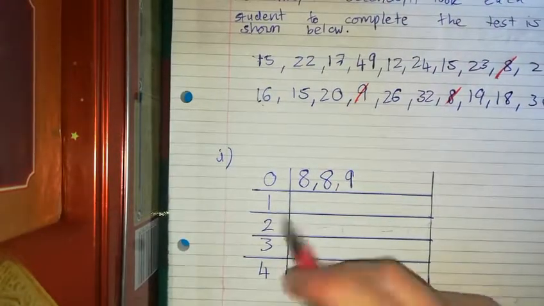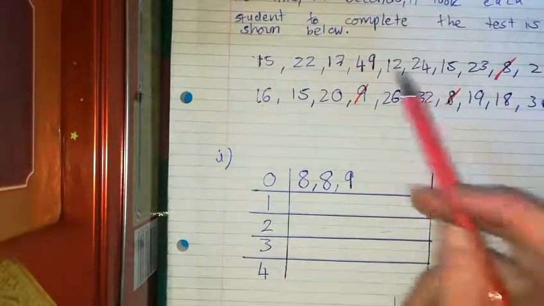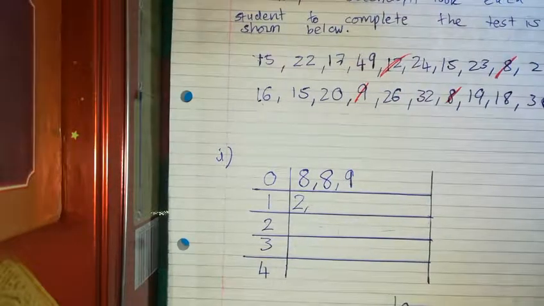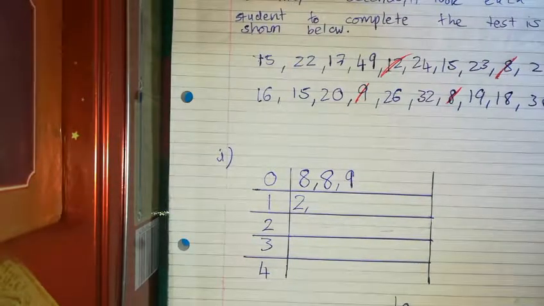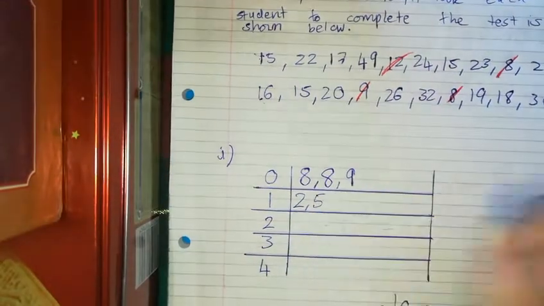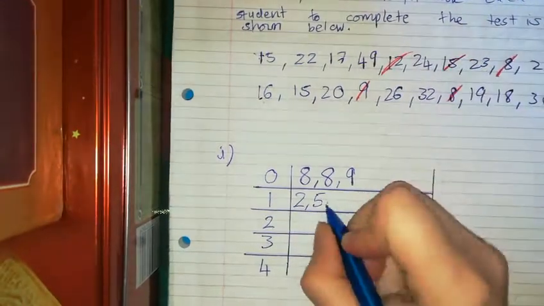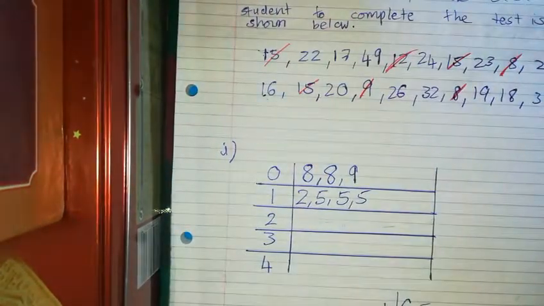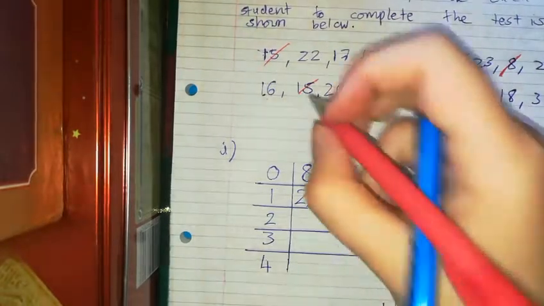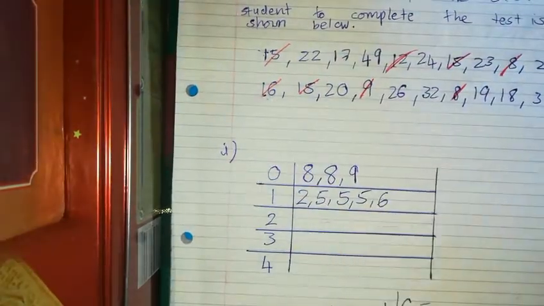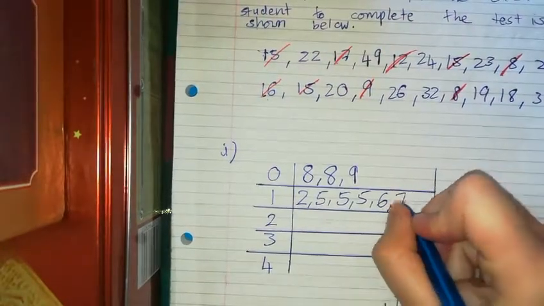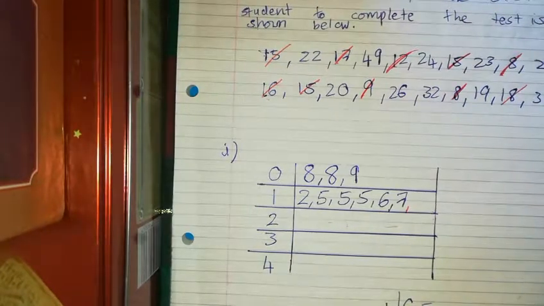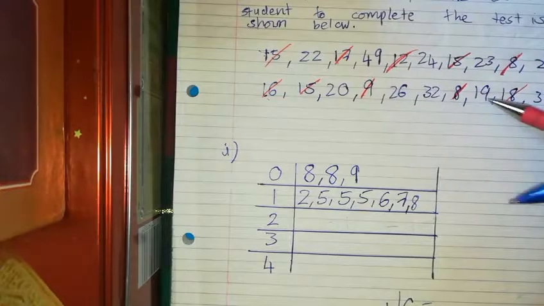And then for the 10s, the lowest value that I have is 12. So I'll stick that in and then I'll cross it out. And then the next one that I have is, I think, 15. So I have 15, but I actually have 3 15s. So I'll put in 3 of them. And then the next one I have is 16. So put in a 6. And then I have 17, and then I have 18, which is here. So 18, and I also have a 19.